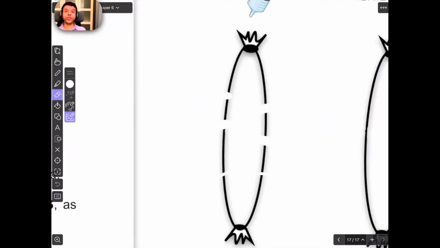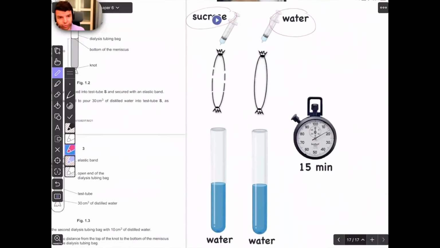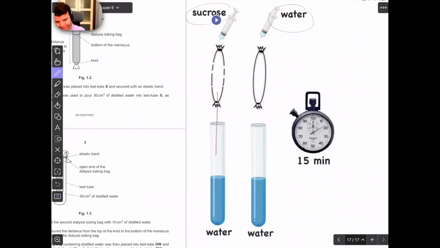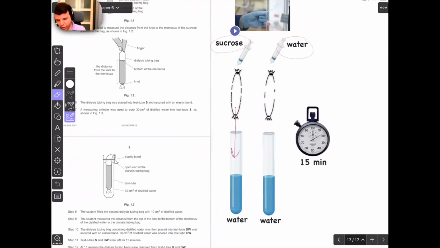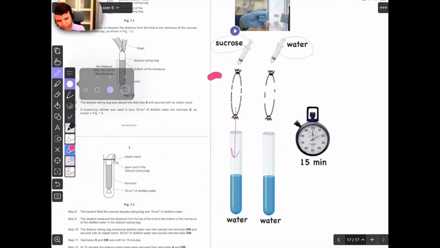So what are we going to do with it? We're going to fill it up with sugar, sucrose. We take 2 bags. One will be filled with sugar and one will be filled with water, all right? And then we're going to take those bags and put them into a test tube that contains only water, okay? Based on the question, we're going to call this one S, and this one we're going to call DW.